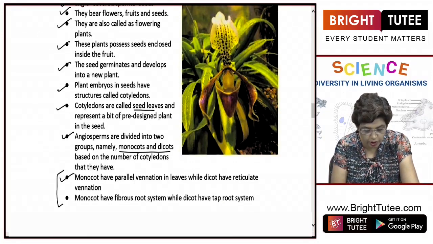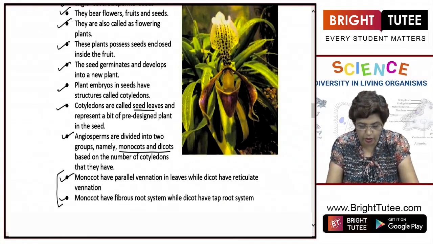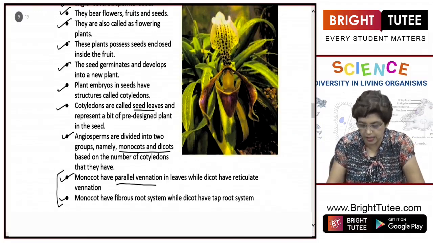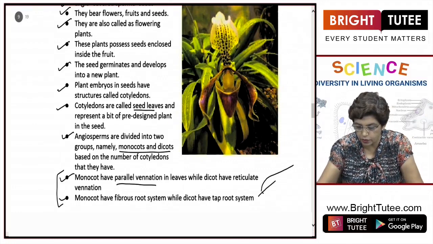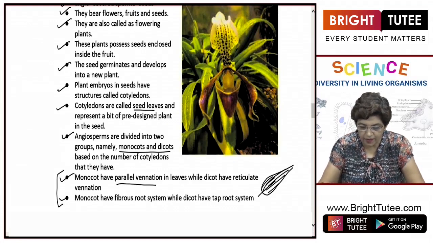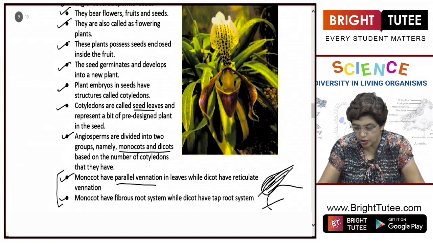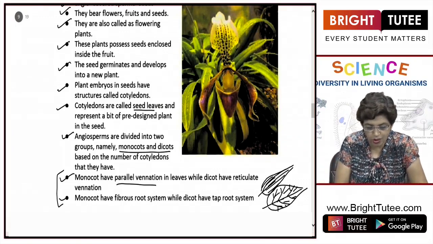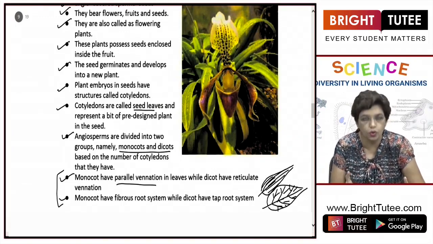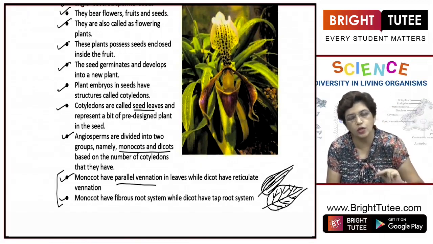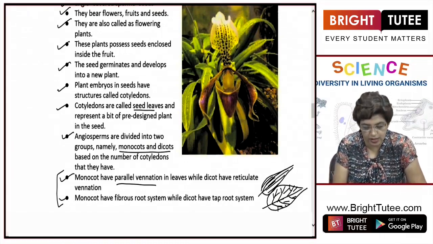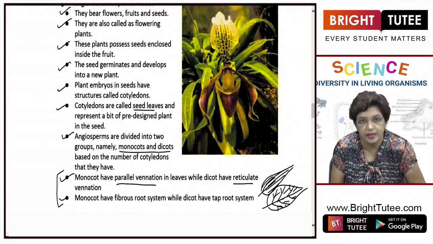So if you are asked to differentiate between monocots and dicots, this is how you can do it. Monocots have parallel venation. The leaves, okay, I'll draw here. If you draw a leaf, they have parallel venation, kind of. But in dicots, they have reticulate venation like this. This is reticulate venation. So the first difference is in the number of cotyledons. Monocot seeds have one cotyledon. Dicot seeds have two cotyledons. The second difference is the venation. The leaves of monocots have parallel venation, while dicots have reticulate venation.